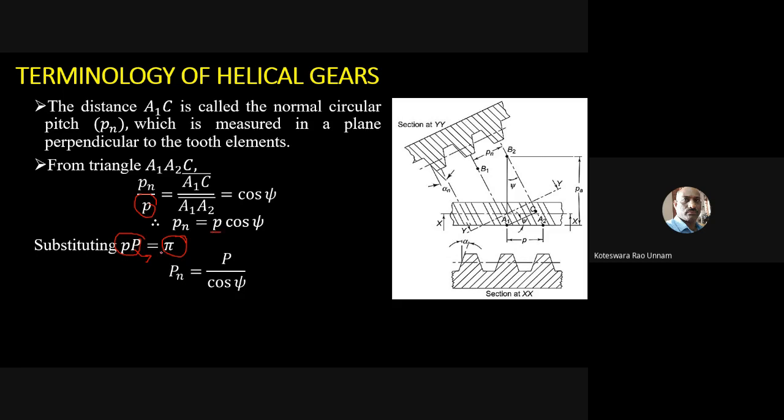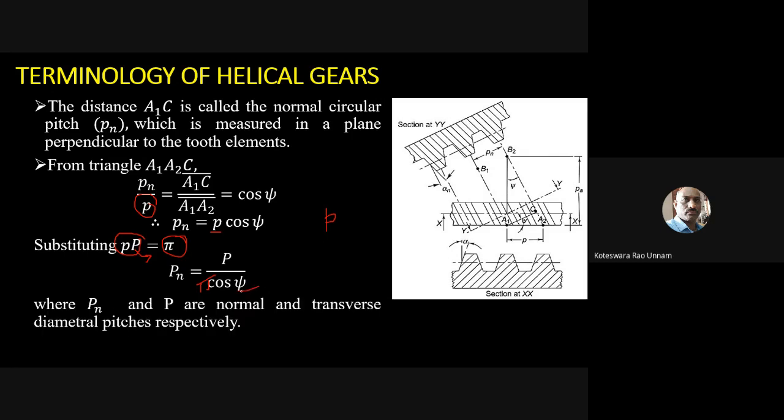P into P is equal to pi, so I can say capital P by pi. I think something is missing here, some phi is missing. Pn can be written as P by cos psi, where Pn and P are called normal and transverse diametral pitches respectively.